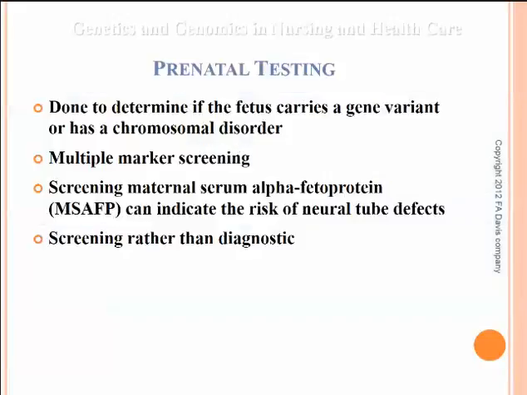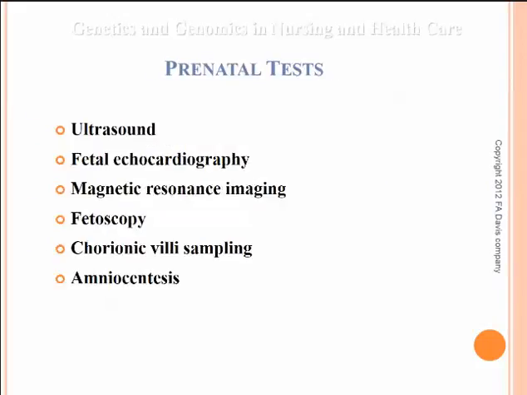Prenatal testing. Prenatal testing is done to determine if a fetus carries a gene variant or has a chromosomal disorder. So it tests both the gene variant and the chromosomal disorder. Multiple marker screening, or the screening with the maternal serum alpha-fetoprotein, is definitely not a diagnostic test, it's more a screening test. This can be done via ultrasound, fetal echocardiograph, MRI, fetoscopy, villi sampling, or amniocentesis.